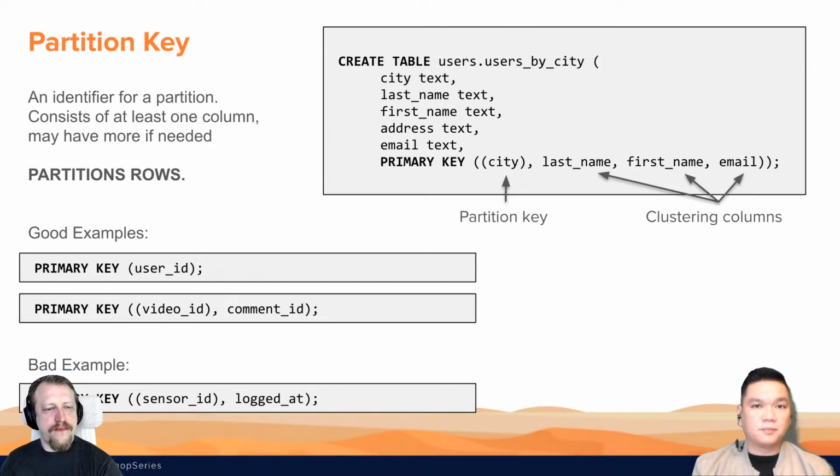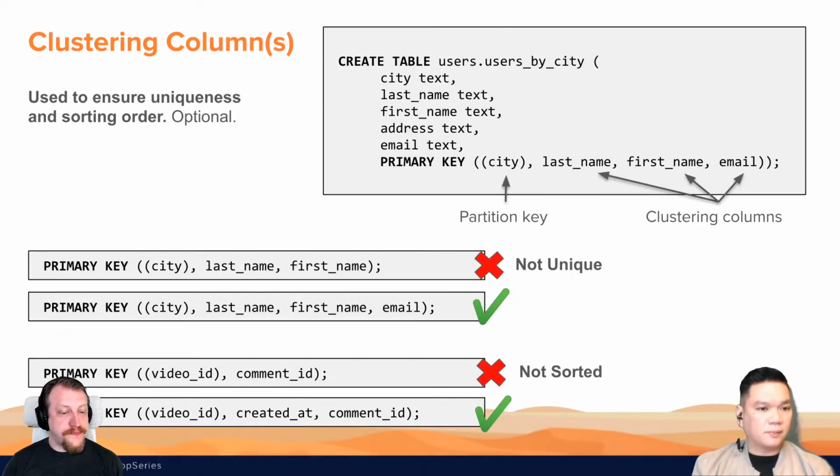Okay, don't worry, I'm making a deeper dive in a couple of slides into the partition, because partitions are important. Clustering columns are used to ensure uniqueness and sorting order, and they are optional. You may have them or may not, depending on your requirements. In the example with users by city, last name, first name, and email are clustering columns. Last name and first name are added there for sorting purposes, and email is added for uniqueness purposes.